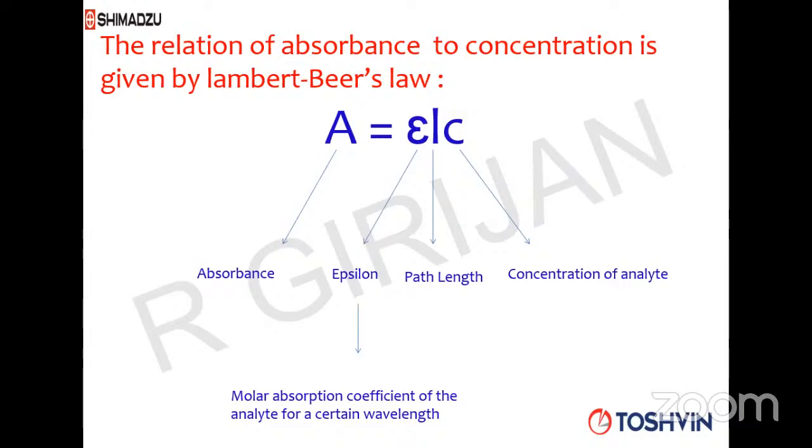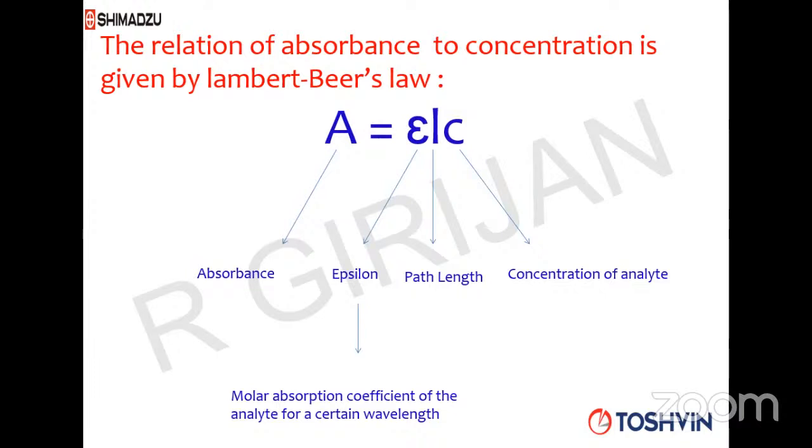What is epsilon? It's a constant. It's nothing but the molar absorption coefficient of the compound at a given wavelength. That is what is known as molar absorption coefficient. And what is molar absorption coefficient? It is the absorbance value of a 1 molar solution in a 1 centimeter cell. It is a constant for a given compound at a certain wavelength.